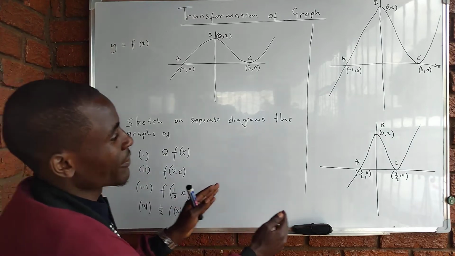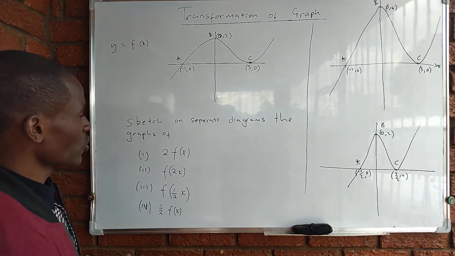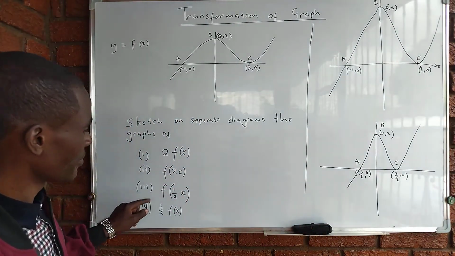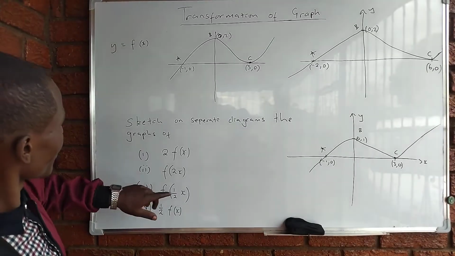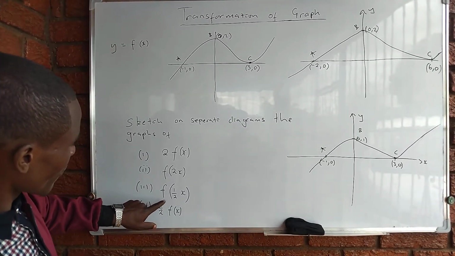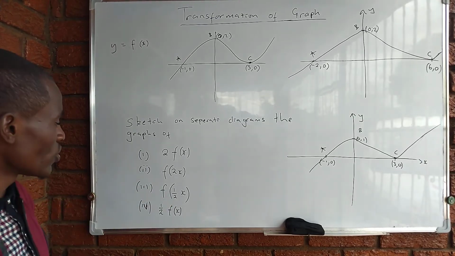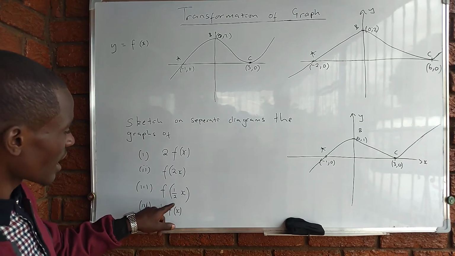Saka graph redu richabva rakucompressa, so richabva rastretch richidzoka mukati. So this is our graph, right? Saka tauda kuenda apa, right? So y is f of 1 over 2 x.